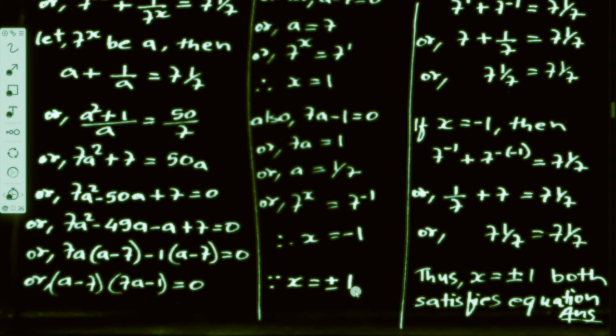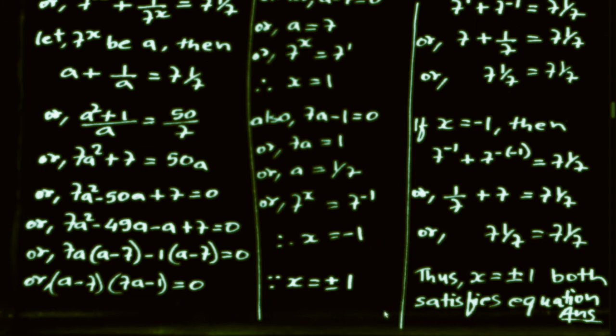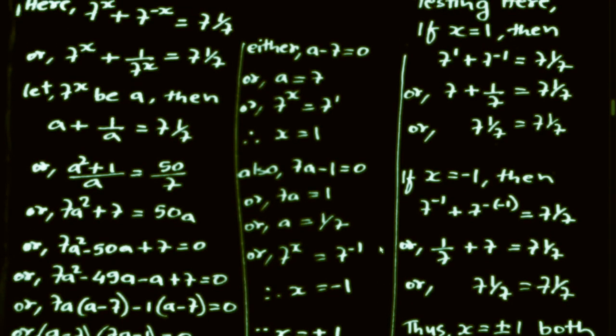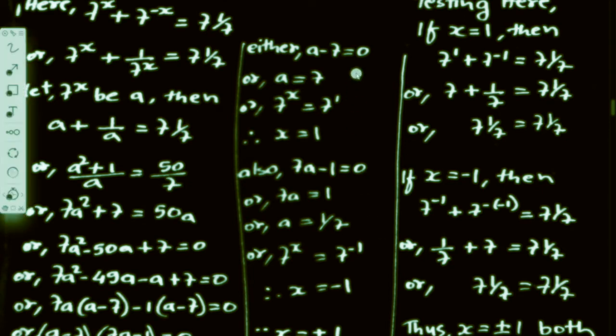Not only this is sufficient, we also have to test these values by putting them in our first equation. To test whether our given equation is right or wrong, our answer is right or wrong, we have to test here. For testing, see here how to test. Now this value of 1 should be placed as x.